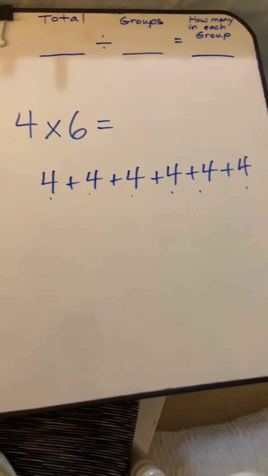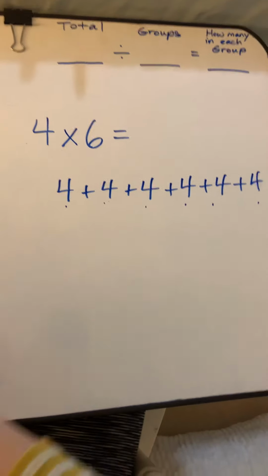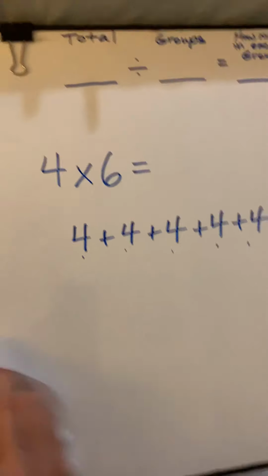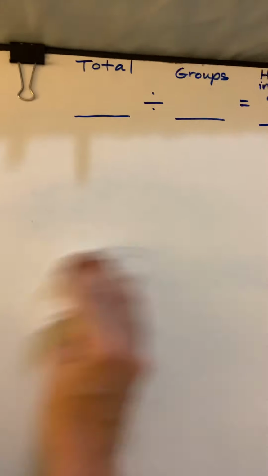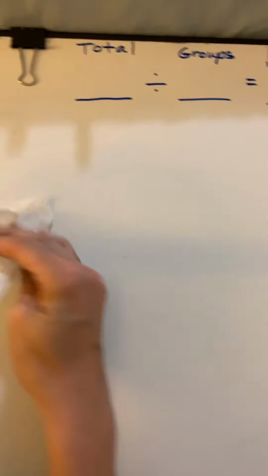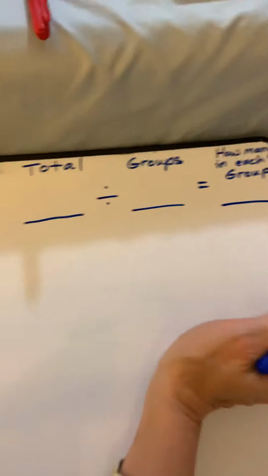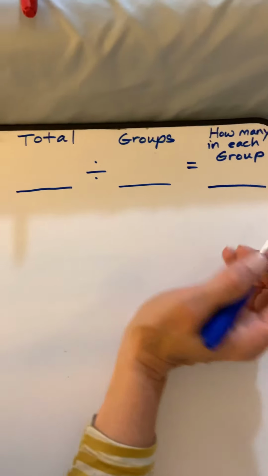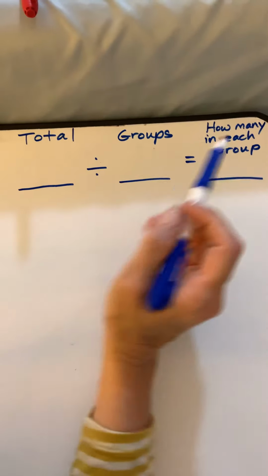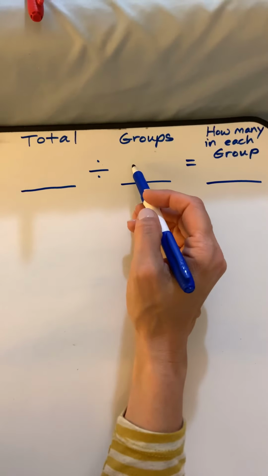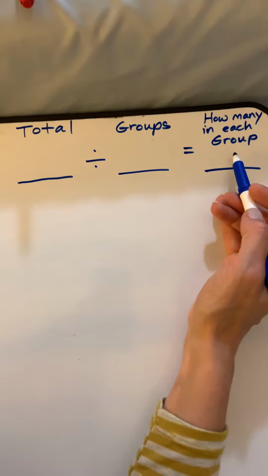Okay? So division as repeated subtraction is the same in that word repeated, where we're just going to do it over and over again. But basically what we're trying to figure out is, remember how we talked about this yesterday, we're trying to figure out in our total, how many groups are there, and then how many are going to be in each group.